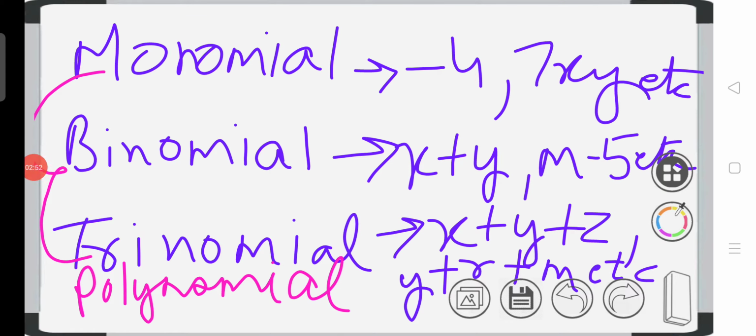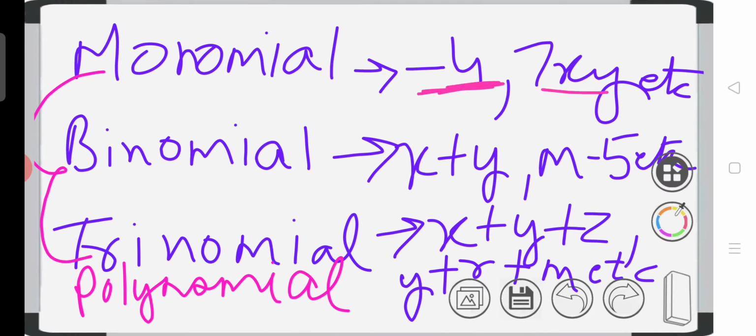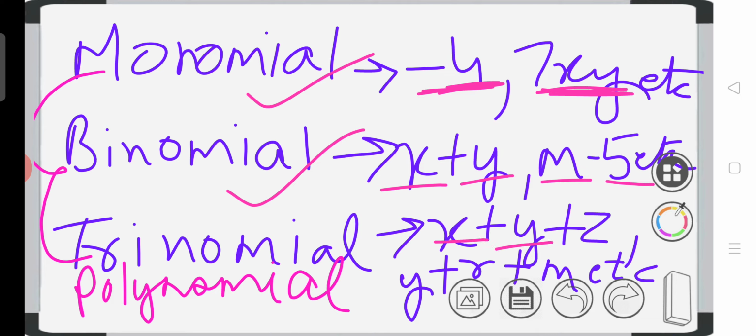Now we are going to study about monomial, binomial and trinomial. When an algebraic expression has only one term, you can see here there is only one term, it is called a monomial. Similarly, when an algebraic expression has two terms, then it is said to be a binomial. When an algebraic expression has three terms, you can see here there are three terms x, y and z. Here also there are three terms. So this is said to be a trinomial.